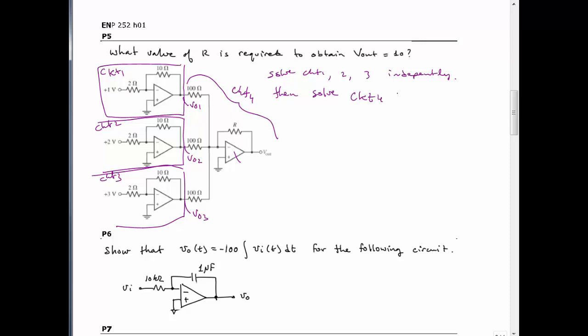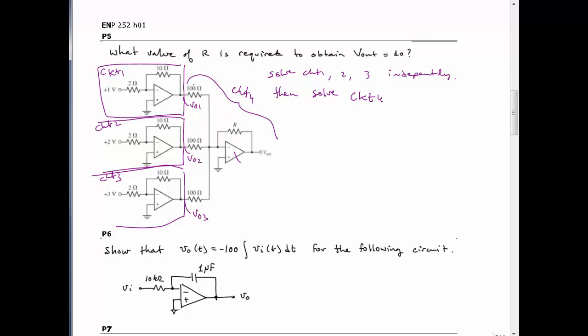In fact, in class at the end, I said assume that R1 is equal to R2 is equal to R3, and you see, in fact, here they're all 100 ohms, so that's actually the case. And the 3 voltages that will feed those are not V1, V2, V3, but VO1, VO2, VO3, the 3 output voltages that you will have calculated from circuits 1, 2, and 3.